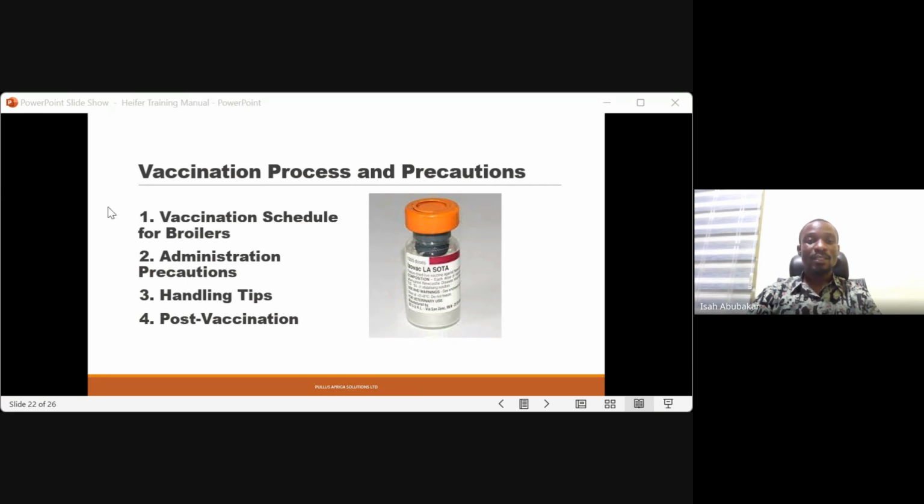After that, you give them ordinary water. Probably if you vaccinated your birds in the morning, later in the evening you can give them multivitamin for 2 days.